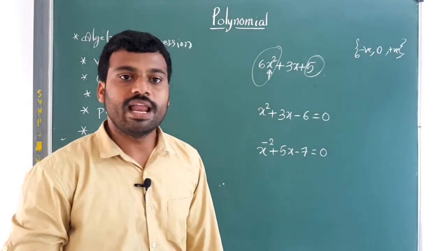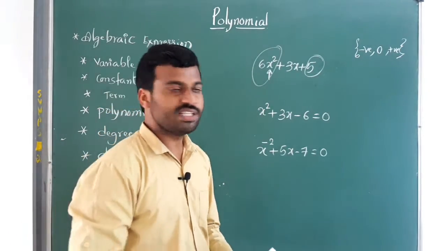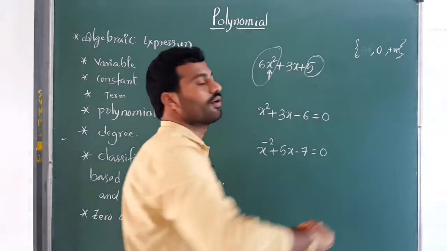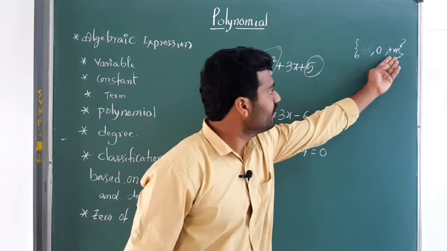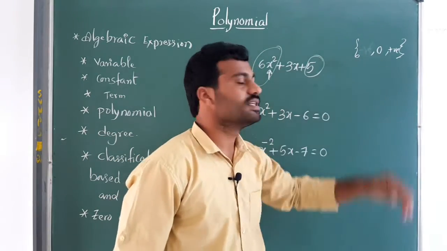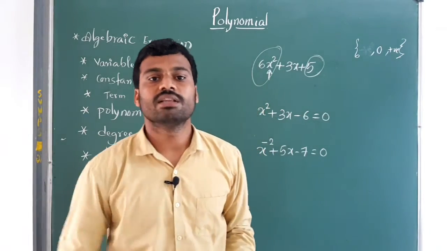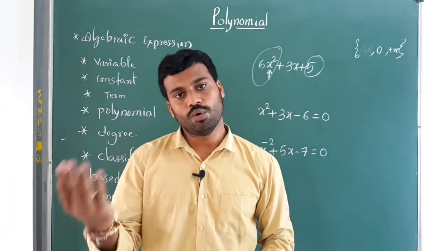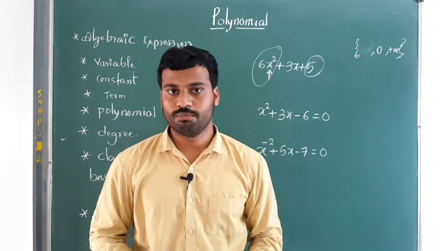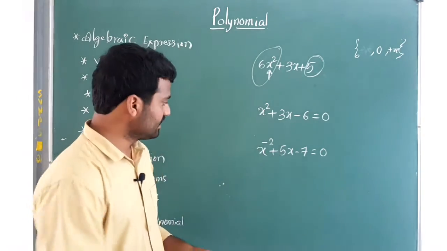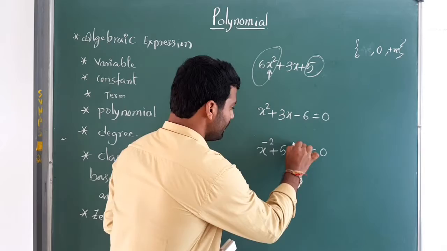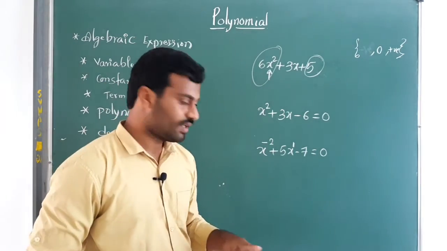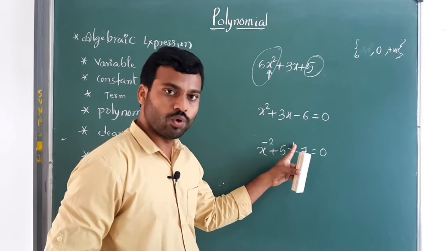Clear or not? Non-negative means the power should not be negative numbers. Then powers may be positive, or 0, nothing but the variable which has power as a whole number. In whole numbers, 0 is there, positive numbers also there. Clear or not? Clearly you observe it. Here one variable is there, here also one variable is there. The power of the variable is a whole number.